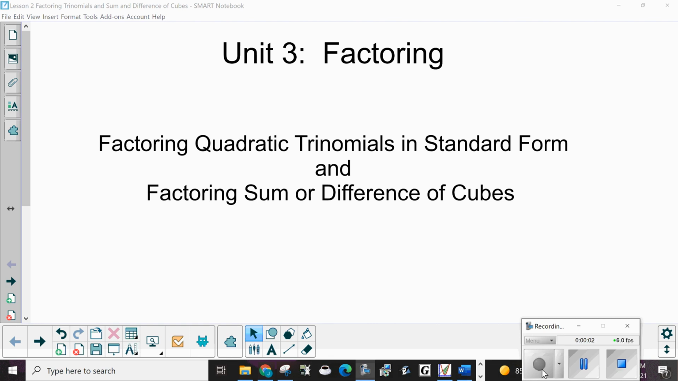In this lesson, we will look at factoring quadratic trinomials in standard form, and that means whether a is 1 or something other than 1. And we'll also be factoring the sum or difference of cubes.